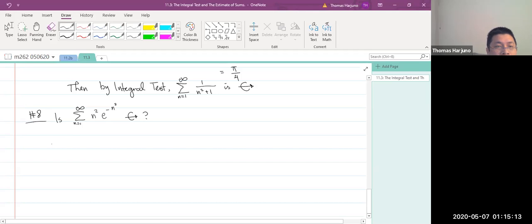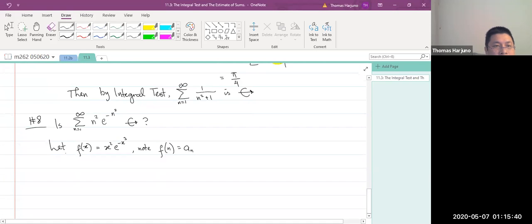Then I will first say let f(x) be the continuous function x squared e to the negative x cubed. Note that f(n) equals the n-th term. Okay, I need to show that this function is positive and decreasing. So we need to show: first, f(x) is positive. Second, f(x) is decreasing.